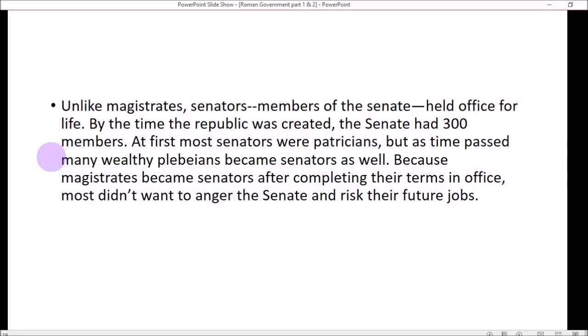All right, turn the page. Unlike magistrates, senators, members of the Senate, held office for life. By the time the Republic was created, the Senate had 300 members. At first, most senators were patricians, but as time passed, many wealthy plebeians became senators as well. Because magistrates became senators after completing their terms in office, most did not want to anger the Senate and risk their future jobs.